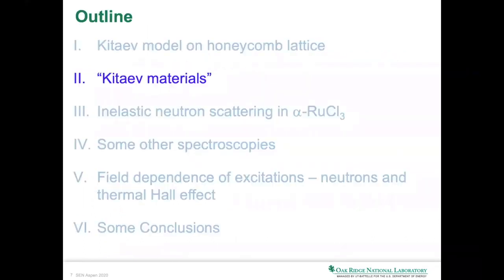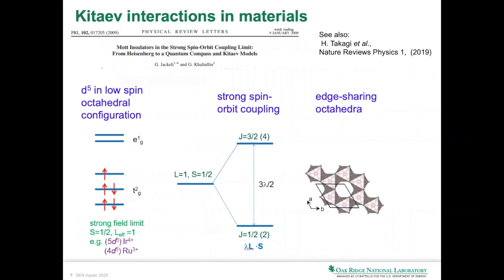So let me now turn, having mentioned the model, to the materials. Kitaev's paper about this model was put on the archive in 2000, published in 2006. A few years later, this paper by Jackeli and Khaliullin appeared, in which they proposed a means of finding Hamiltonian terms like this in a material. And this is basically the scheme.